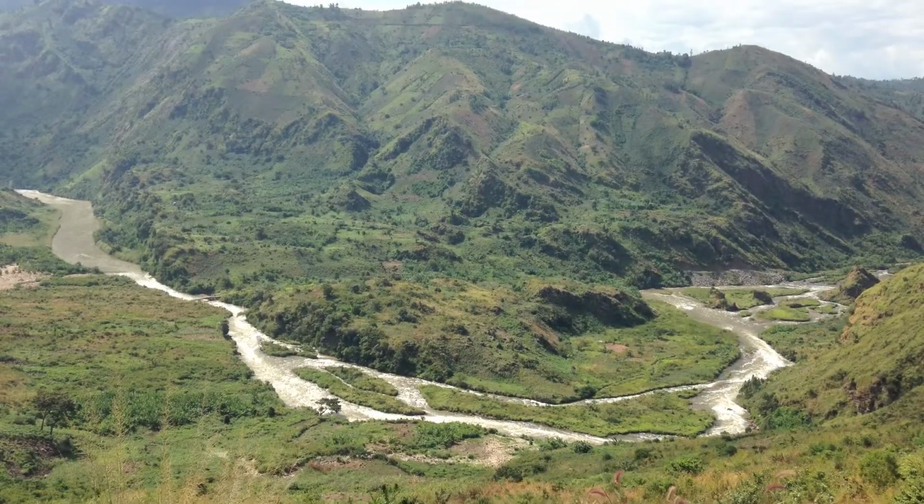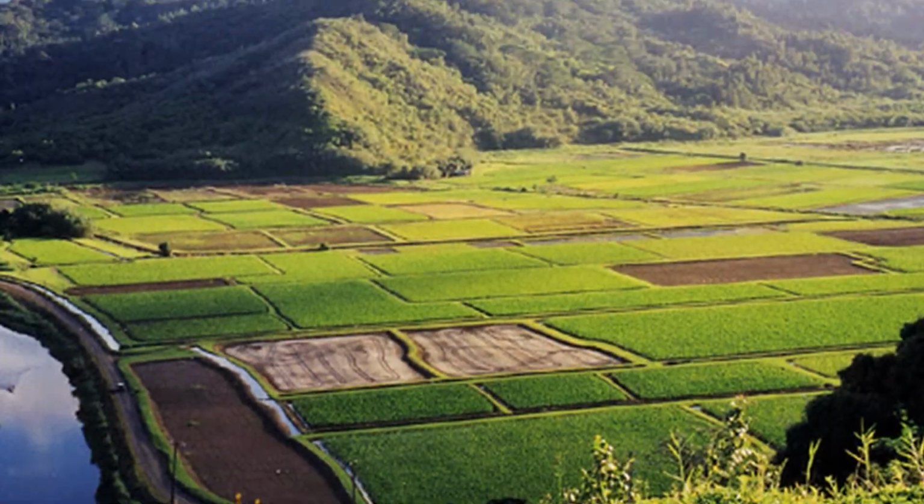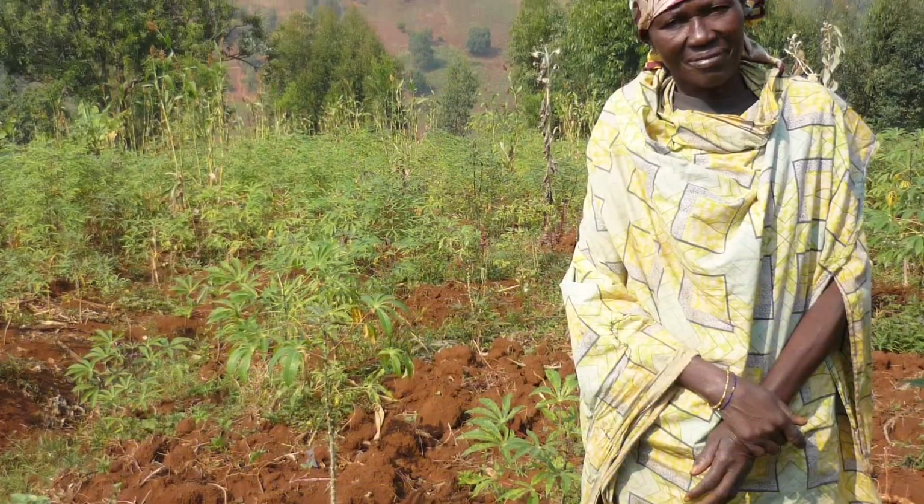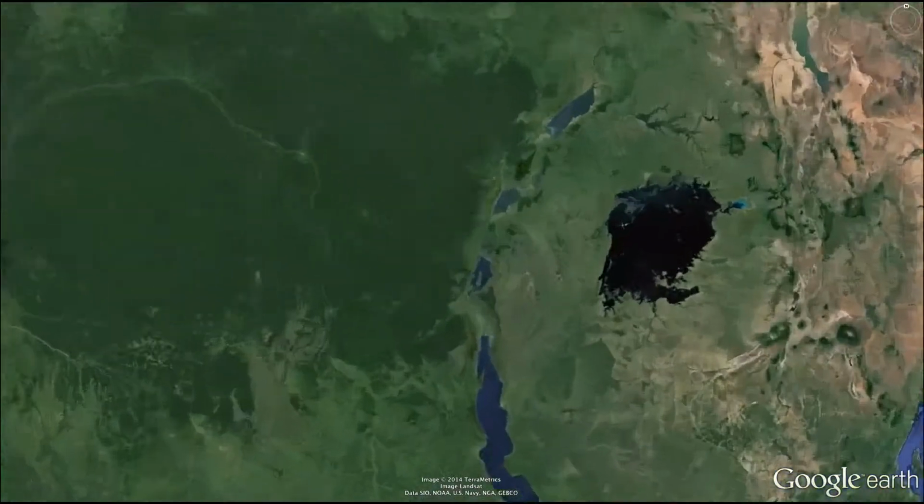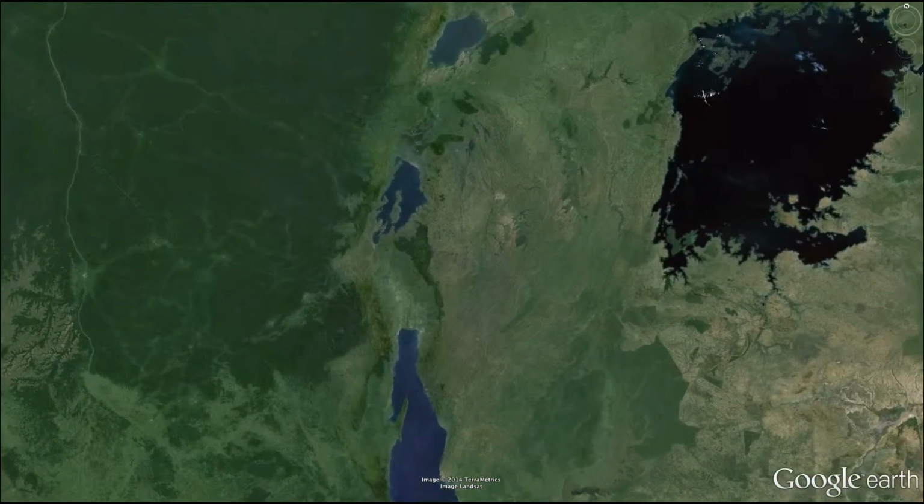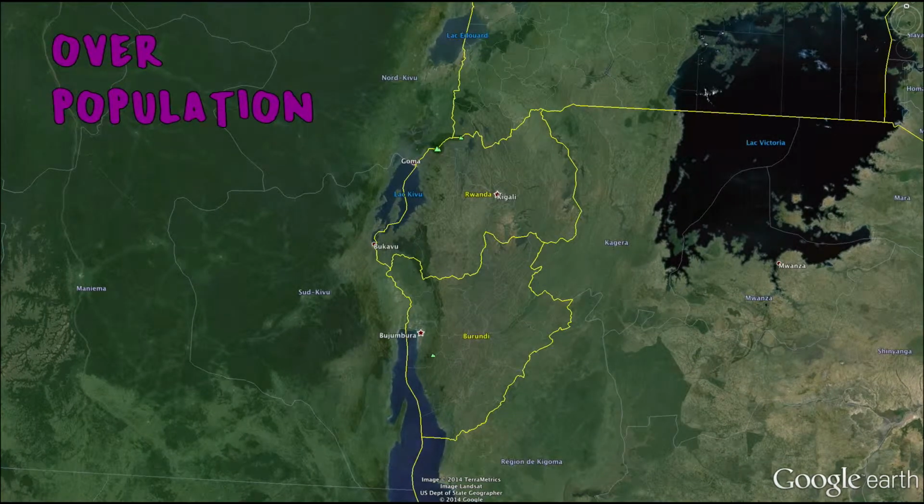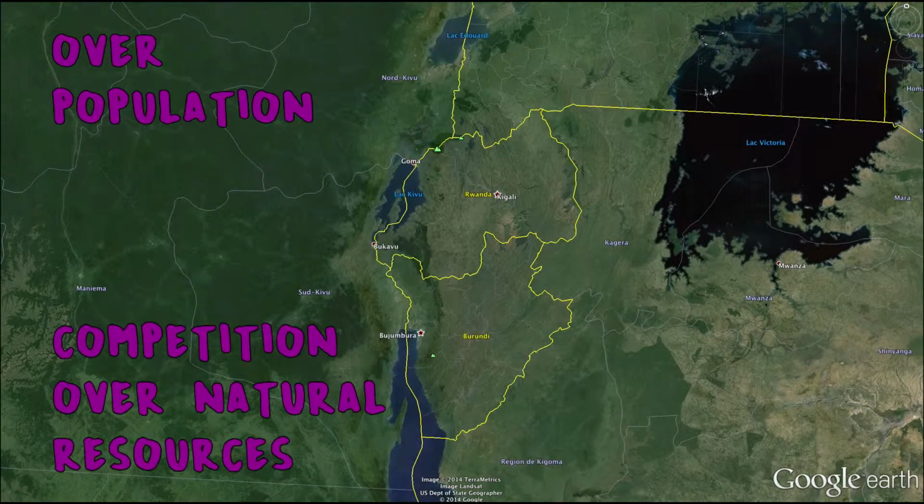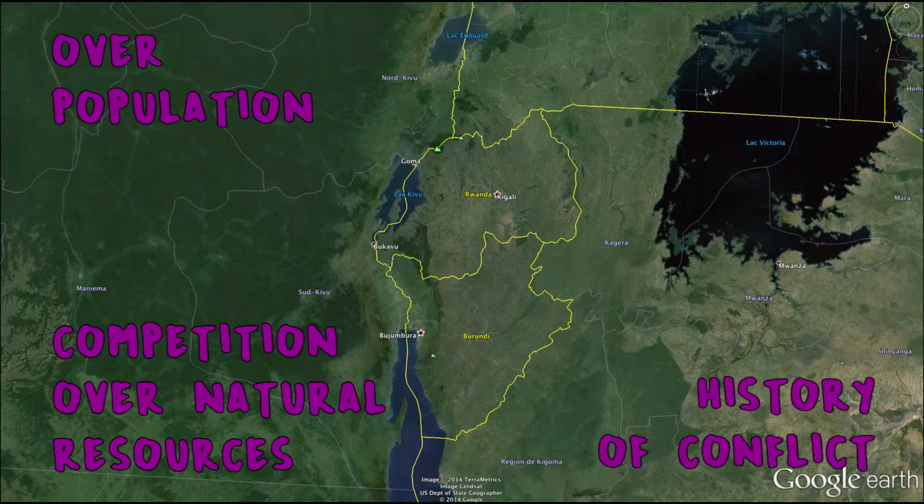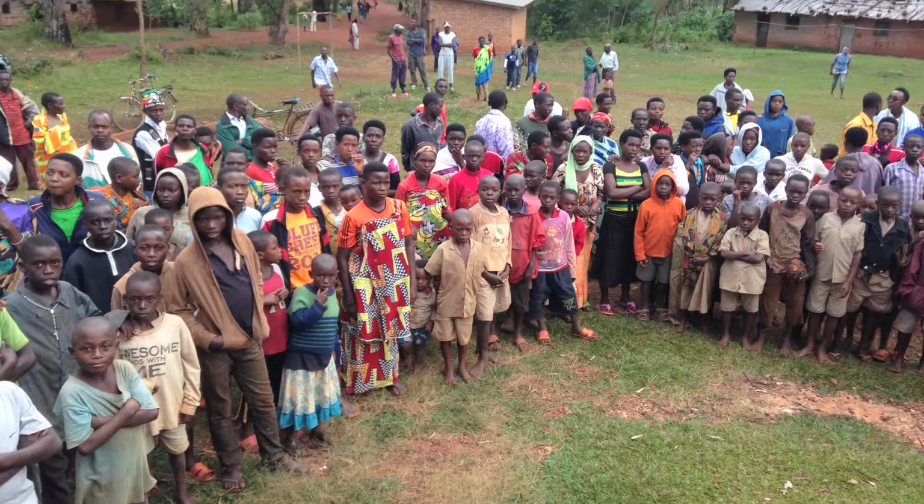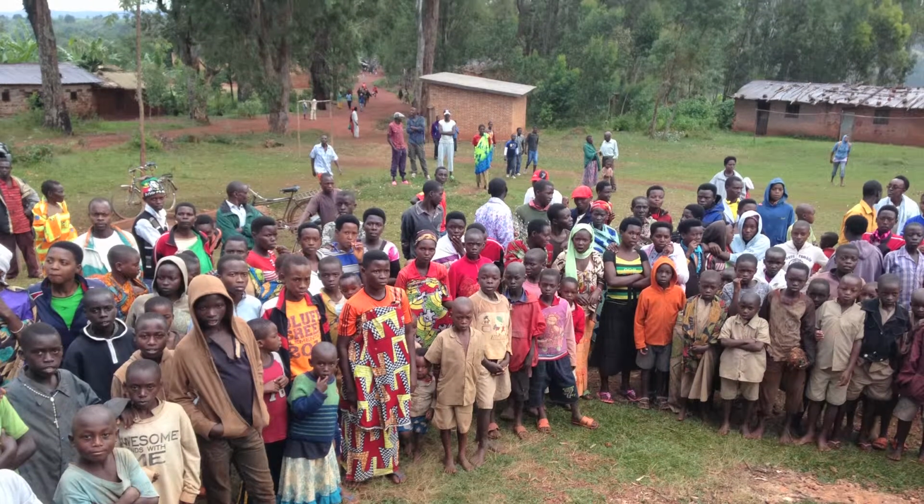Doing research on land dynamics and agrarian change is complex, and all the more so when working in a region such as the Great Lakes region of Africa. The region is characterized by overpopulation, extreme competition over natural resources, and a history of violent conflict. Doing research in such an environment can be challenging.